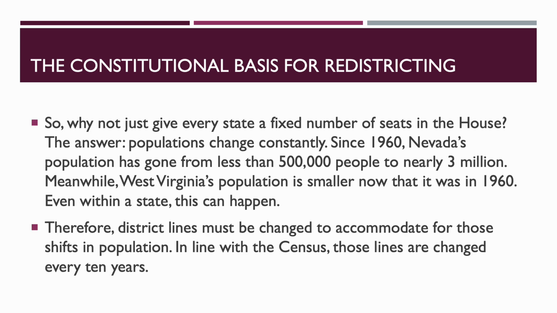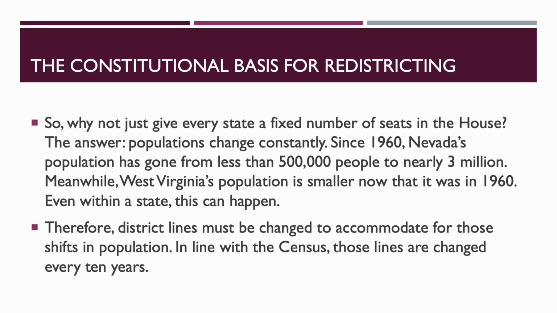Now, you might be asking yourself, if you're curious like that, well, wait a second now. Why wouldn't you just give every state a fixed number of seats in the House? Hey, California, you get 50. Texas, you get 42, whatever, and just let it be. Why go through all this effort and all this money to constantly be adjusting it? Well, the answer to that is actually simpler than you think. The answer is that populations are changing constantly.